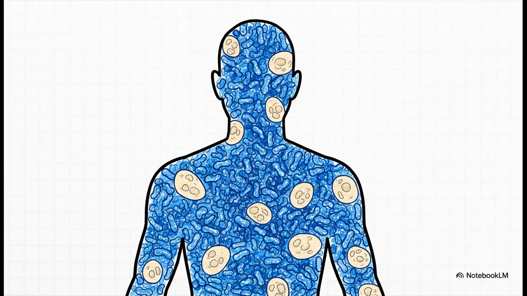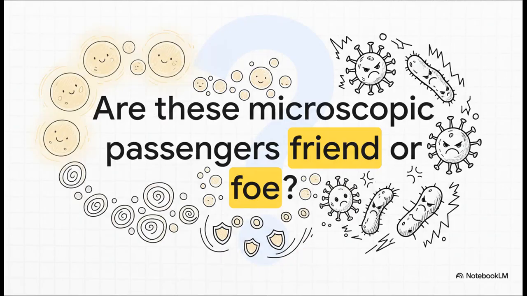Think about that for a second. In a very real way, we are more them than we are us. It's a staggering thought, right? And it brings up a really critical question. Are all these tiny passengers friend or foe? Are they helping us out, trying to harm us, or are they just kind of along for the ride? Well, as you've probably guessed, the answer is all of the above. And understanding that difference is absolutely key to understanding infectious disease.